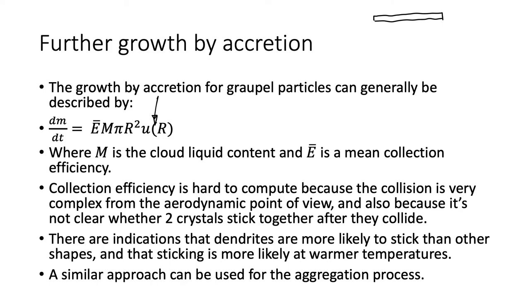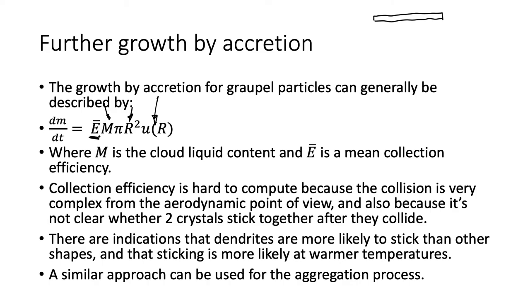And this is a similar formula to what we had. This would be the radius of the ice crystal, fall velocity. This is the cloud liquid content of the cloud, and this is the mean collection efficiency. Okay, you can estimate it empirically or with some assumptions. Something similar can be done with the aggregation process. Similar formula can be derived for the aggregation process.